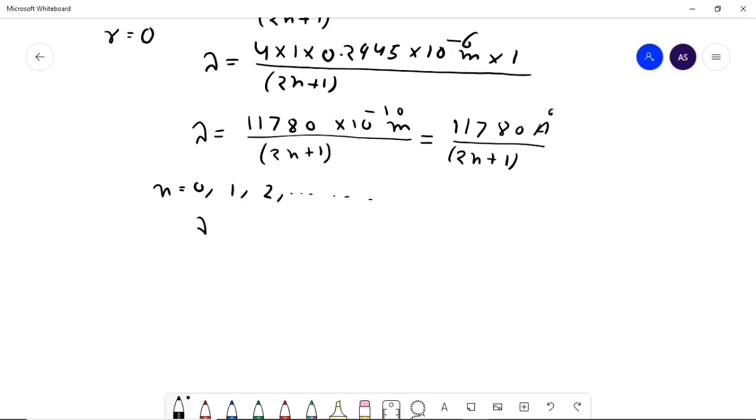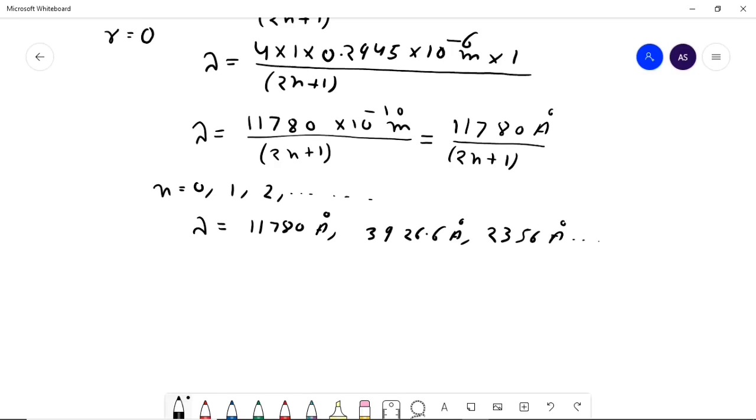Okay, now when you put the value of n is equal to 0, 1, 2 and so on, you will see that the lambda is equal to 11780 angstrom, and other value is 3926.6 angstrom, and at n is equal to 2, the value of the lambda is 2356 angstrom, and so on.